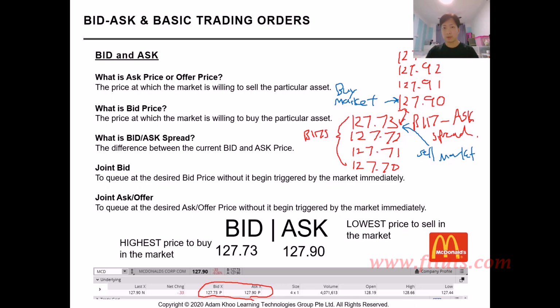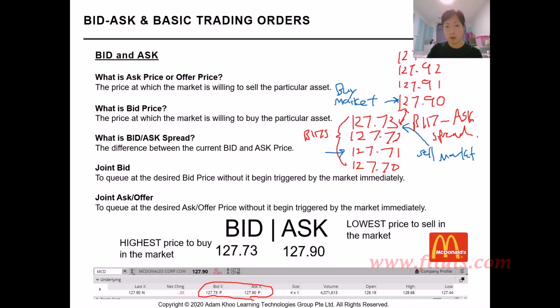This thing called sweet spot. You may want to wait for price to come back down for a better entry. So for example, let's say McDonald's, you want to fill the order at 127.71. You want to wait for the market to come back down. You don't want to buy straight away at 127.90. You want to wait for the market to come back down to 127.71 to fill your order.